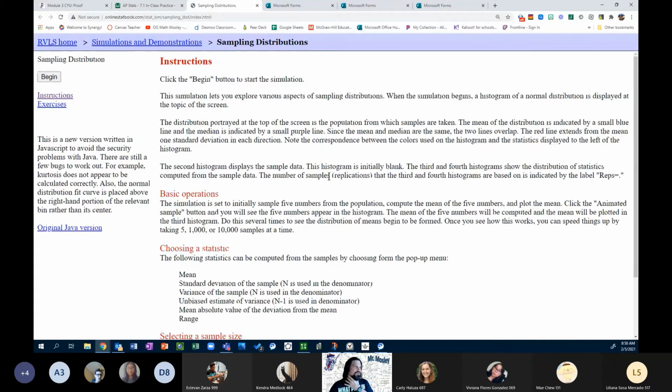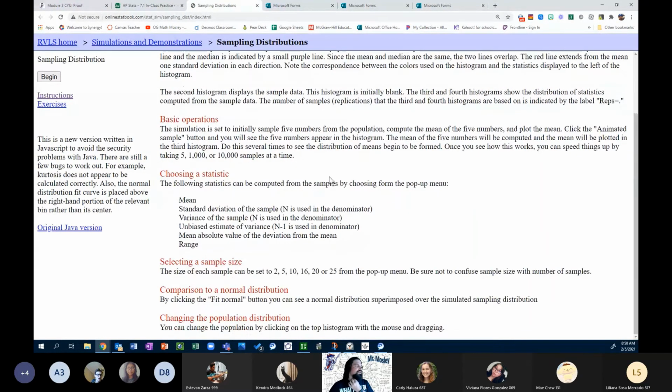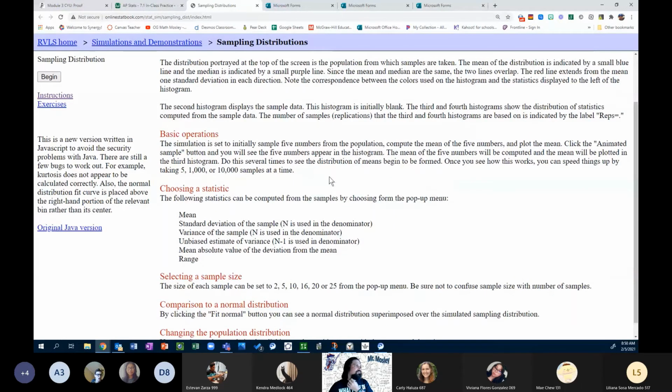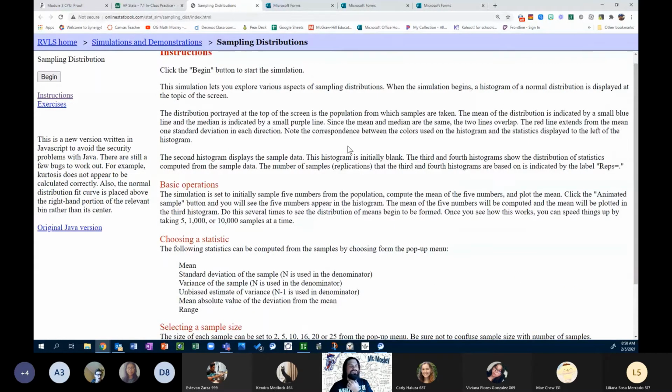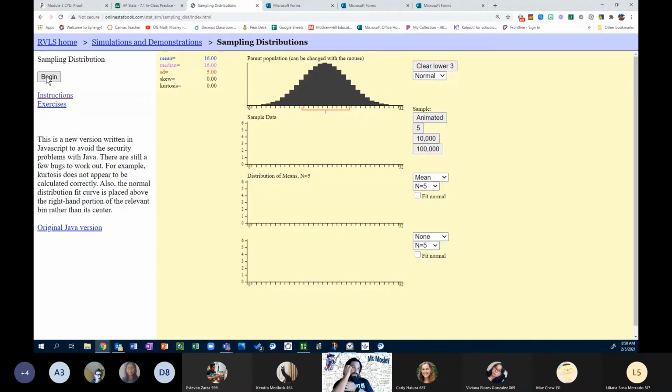There are instructions here. You're welcome to read them if you like. There's a link to this simulation in Canvas if you'd like to access it at some other point in time. We're just going to look at the actual simulation here. So we have our parent population in the first histogram. Right now we have it set as normal. We could go skewed if we want. We can make up our own. That's all kind of all over the place, right?